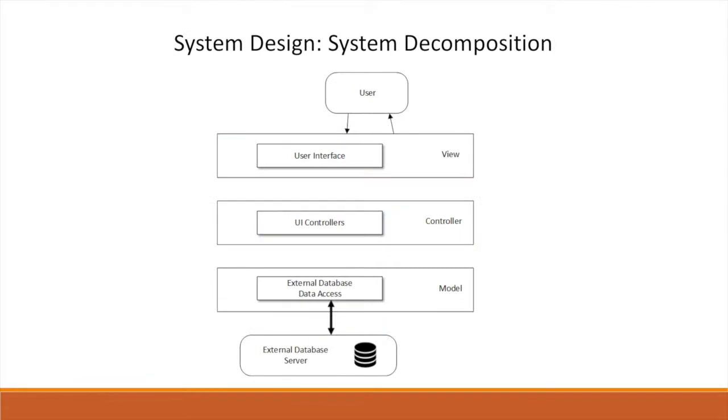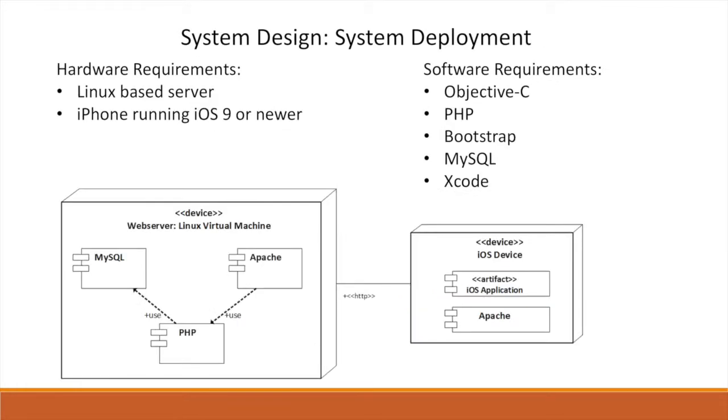In our system, we used a model view controller architectural pattern, as you can see in our system decomposition diagram. Our view basically stores the user interface and interacts directly with the user. Our controller stores the UI controllers for our iPhone application, where the model takes care of communicating to the database, that is, storing information or retrieving information from the database.